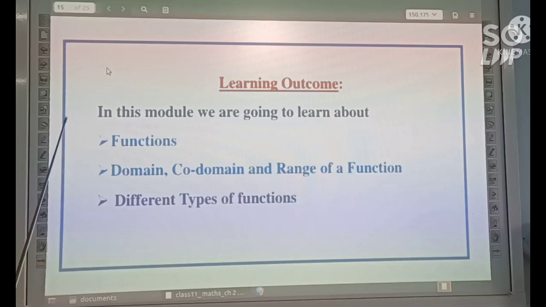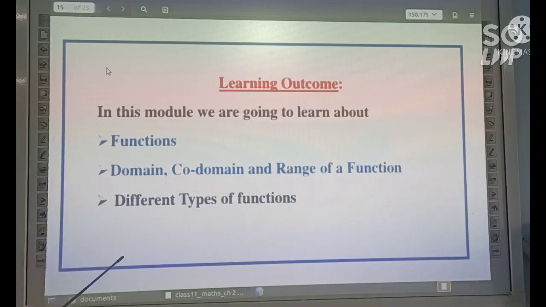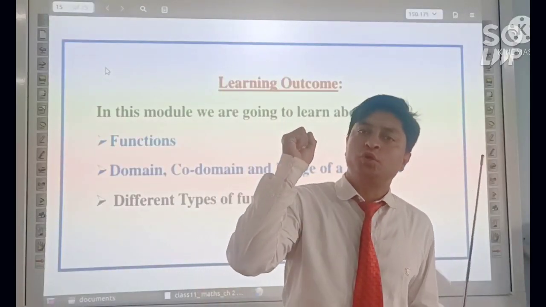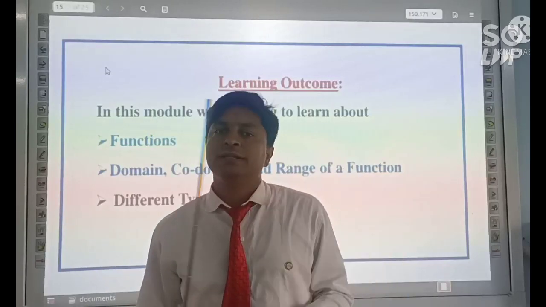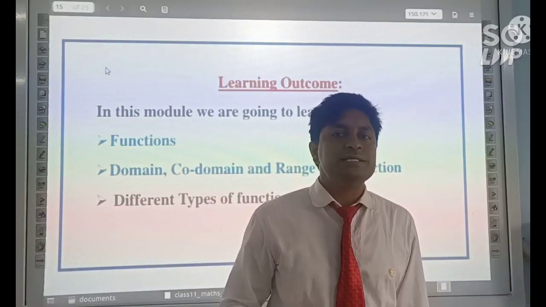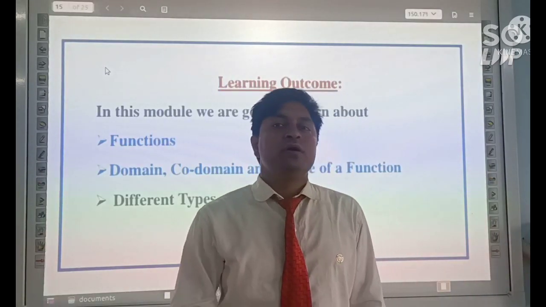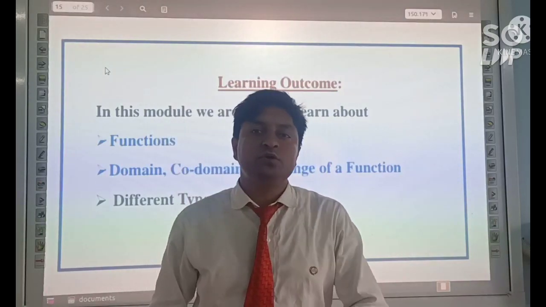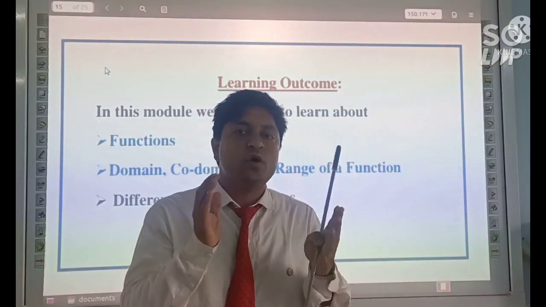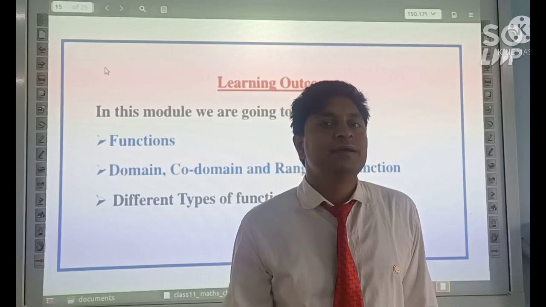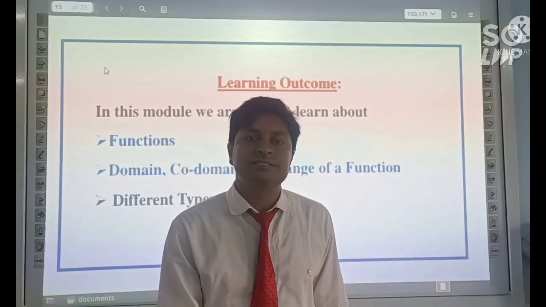Learning outcome. In this module we are going to learn about functions, domain, codomain and range of a function, and different types of functions. So we know that if we have a domain and a codomain, then all the values of the domain are equal to x and all the values of the codomain are equal to y. If all elements of x are related to y, then we say that this is the ordered pair. In the ordered pair, the symbol is (x, y), where x is the domain and y is the codomain.